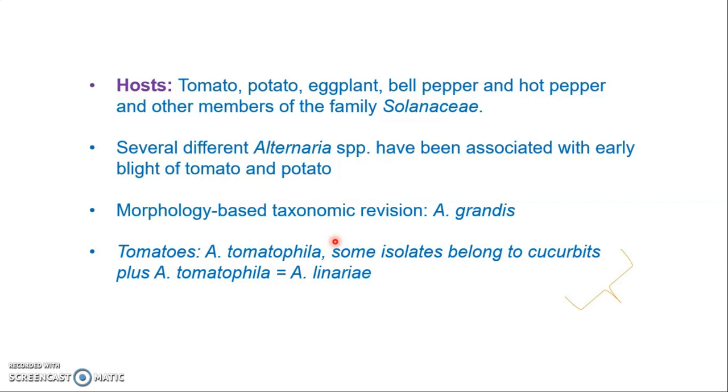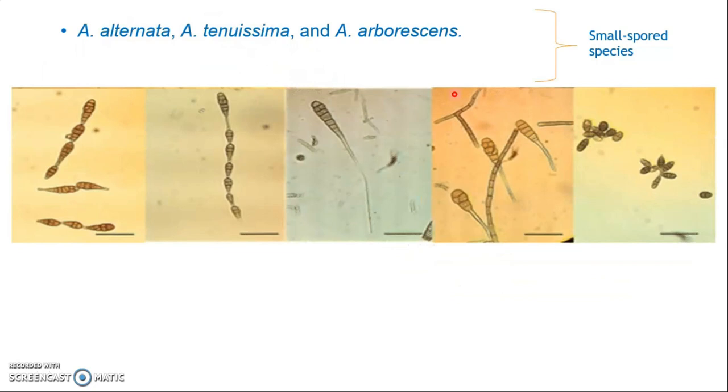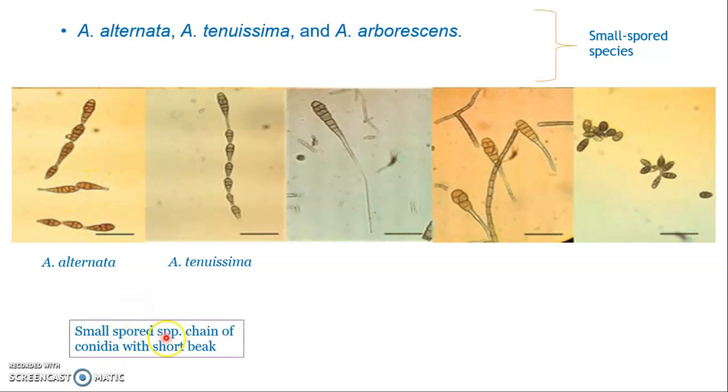Alternaria solani, Alternaria tomatophila and Alternaria linariae produce very big size spores, I mean big size conidia. So they are also known as large spore species. But there are some species like Alternaria alternata, Alternaria tenuissima and Alternaria arborescens. They produce very small size spores, and those species are called small spore species. I would like to explain this with a diagram. Look here. These spores are Alternaria alternata spores, and these spores are Alternaria tenuissima spores. But look at the difference. They are small spore species, with chains of conidia with short beaks. The conidia are attached like a chain.